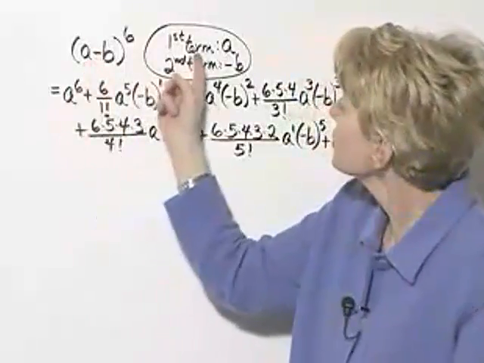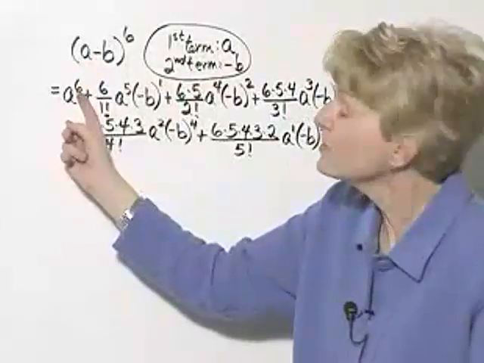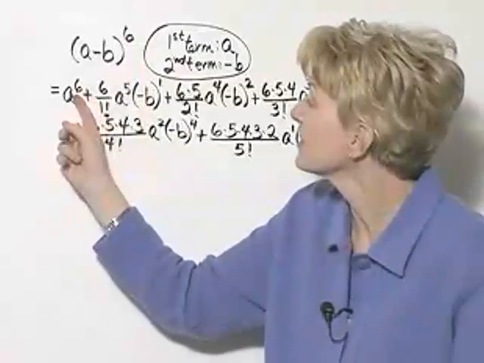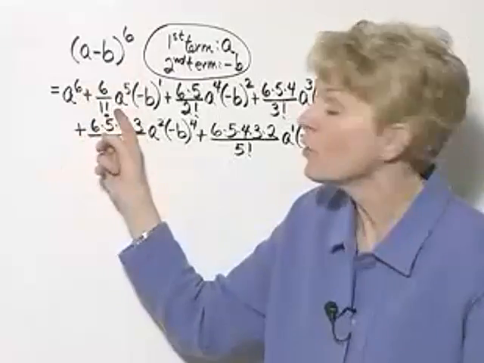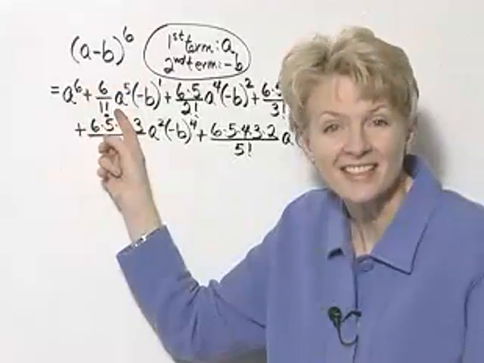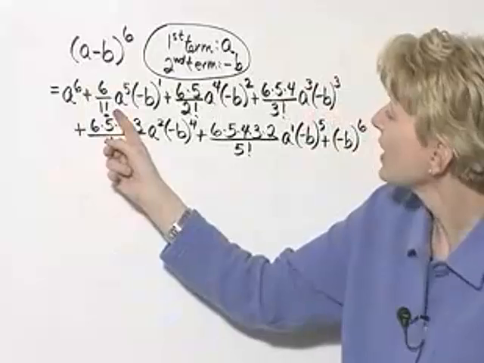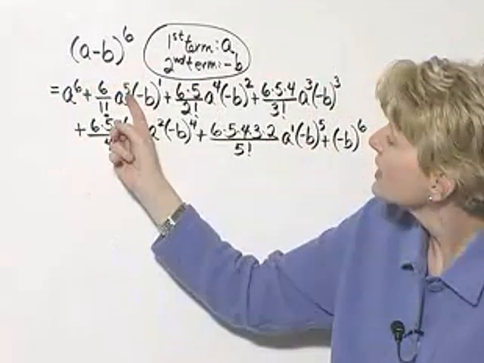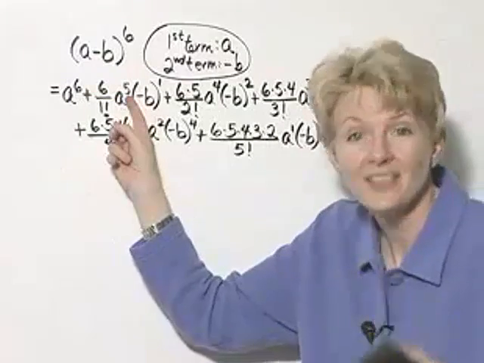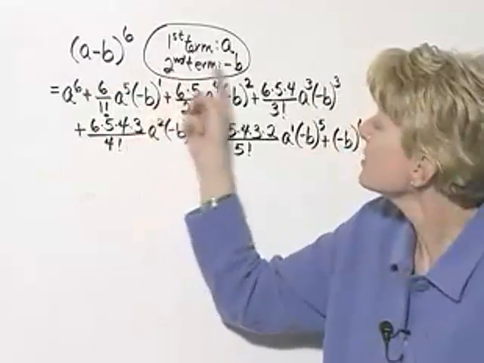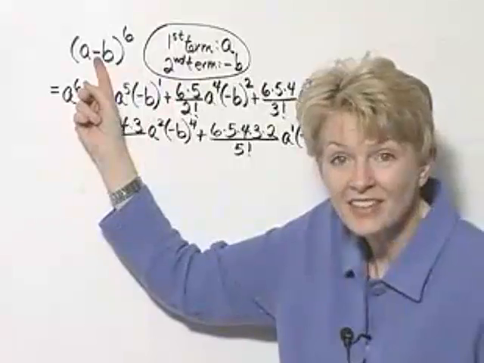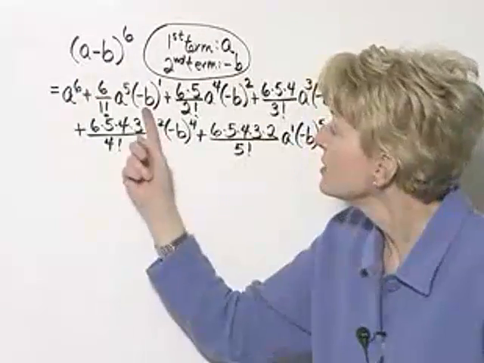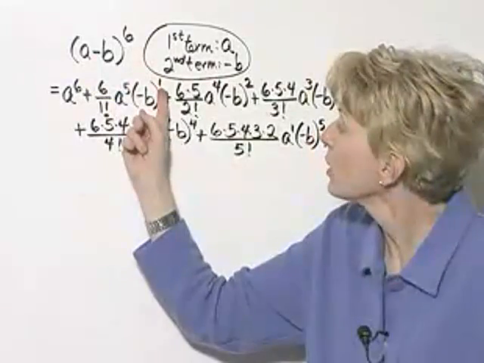It's the first term a raised to the power of n, given our binomial theorem where n is 6, plus n over 1 factorial. In our case, n is 6, so that's 6 over 1 factorial, and then it's times a raised to a power of n minus 1, which is 5, and then here is our second term. When it's negative, think of this as a plus negative b, so our second term is negative b, so this is negative b raised to a power of 1.